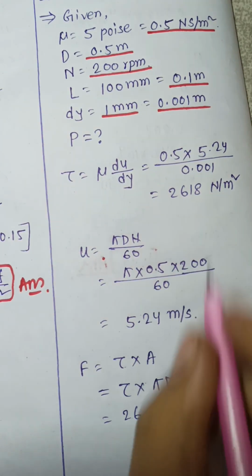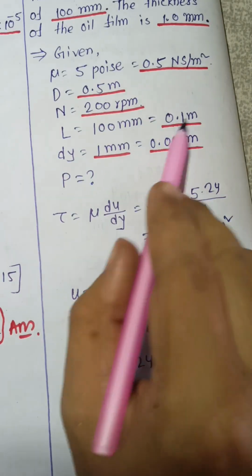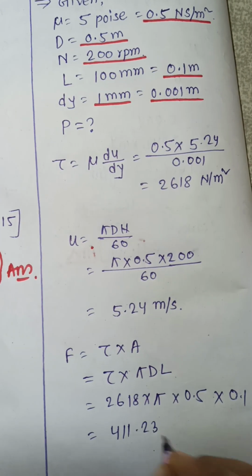That is 2618 into pi into d, what is the diameter? That is 0.5 into length. So length, that is 0.1. So the value will be 411.23 Newton.